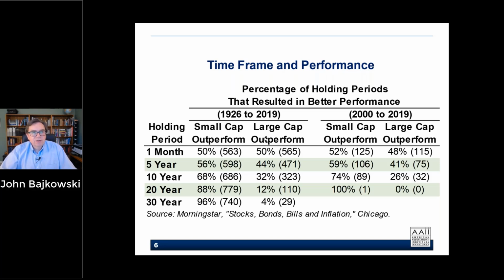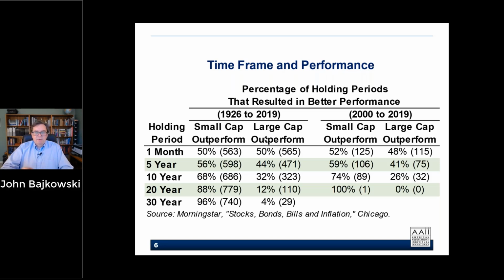But once you start looking at longer term holding periods, at the 5-year level, going back that far in time, small caps outperform large caps about 56% of the time. 10 years, 68%. Over 20 years, these are rolling 20-year holding periods, 88% of the time. If you look at 30-year holding periods, they outperformed 96% of the time.